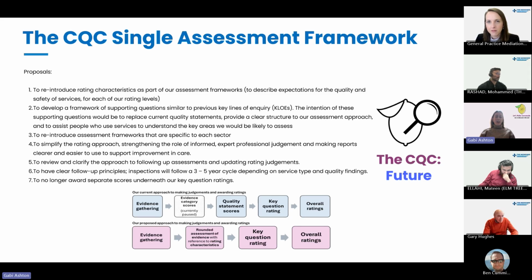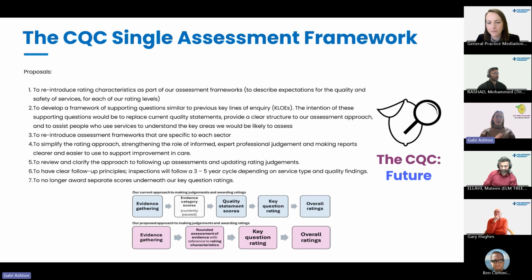They're going to be looking at having more clear follow-up principles, so inspections that will follow a more clear cycle depending on the ratings that you've had, which again, for those of you who have been registered long enough, will remember that used to happen. And then to no longer have scores underneath each of the quality statements, so they'll be separating the way in which they score.